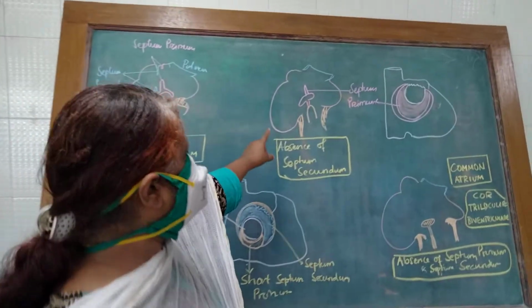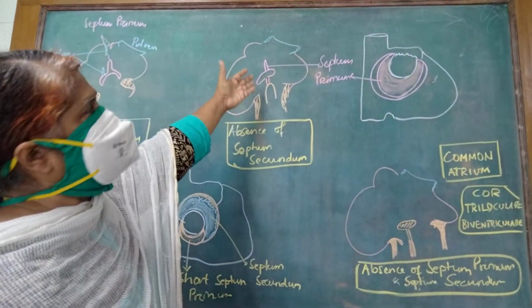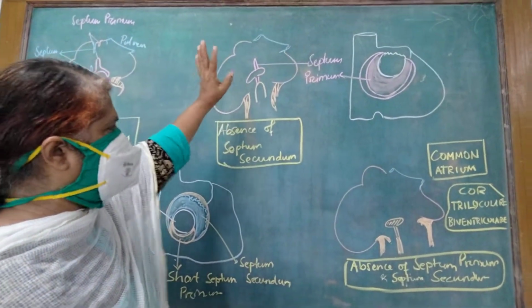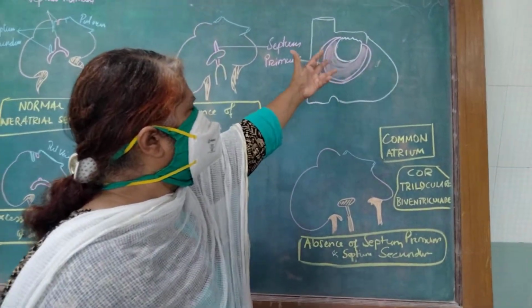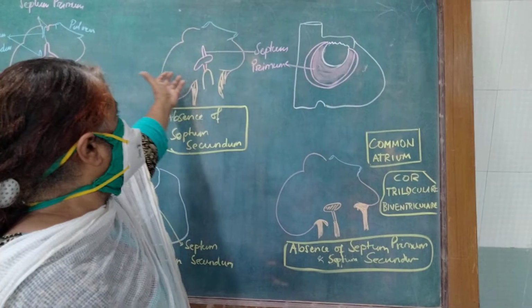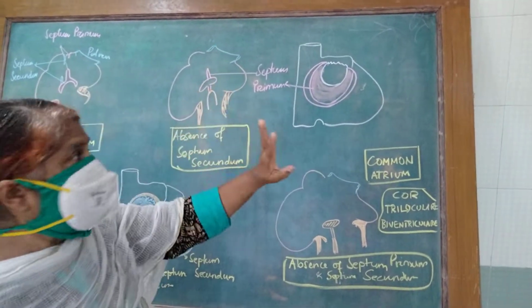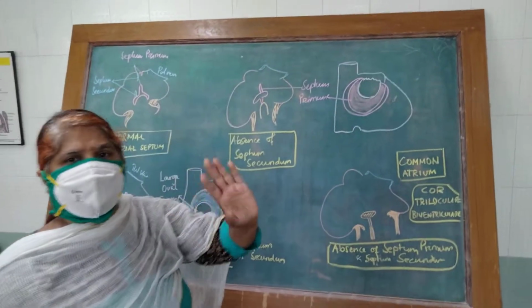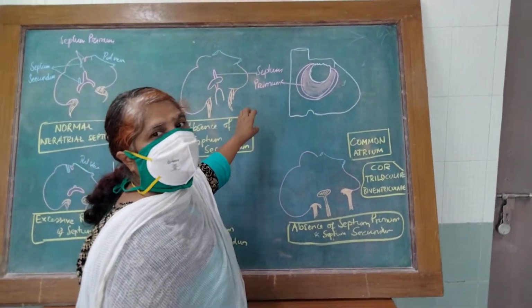Now here comes the septum secundum defect. Absence of septum secundum, there is no formation of the septum secundum. So what happens? The foramen will be larger in size, huge in size, and the whole blood from the right side and left side are communicating with each other. Septum primum is there, but septum secundum is not present. So that is due to septum secundum defect.